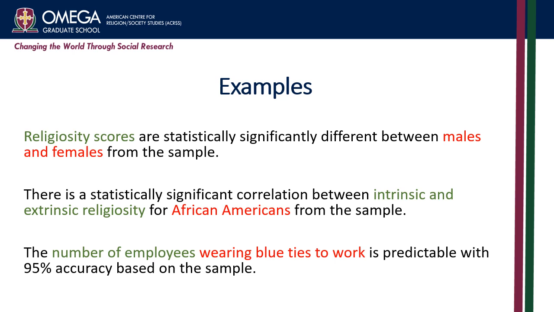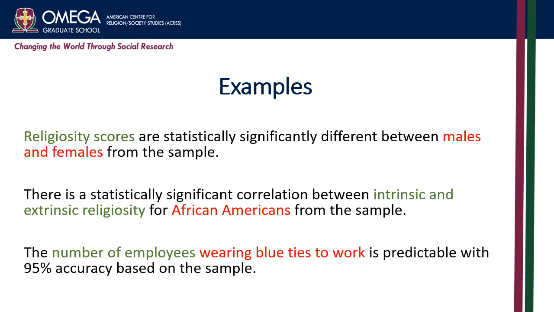For example, religiosity scores are statistically significantly different between males and females from the sample. The religiosity scores are the dependent variable, and males and females are the independent variables. There is a statistically significant correlation between intrinsic and extrinsic religiosity for African Americans from the sample. In this case, African Americans are the independent variable, the racial category, and intrinsic and extrinsic religiosity are the dependent variables.